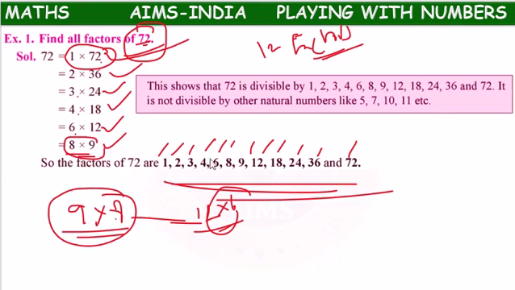Here 1, 2, 3, 4, and 5 is missing, which means 5 is not a factor, so 72 is not divisible by 5. Between 6 and 8, 7 is missing, so it is not a factor. 10, 11, and whatever numbers are in between are not factors of 72. Like this, with the help of these multiplication product tables, we can find the factors of any number.